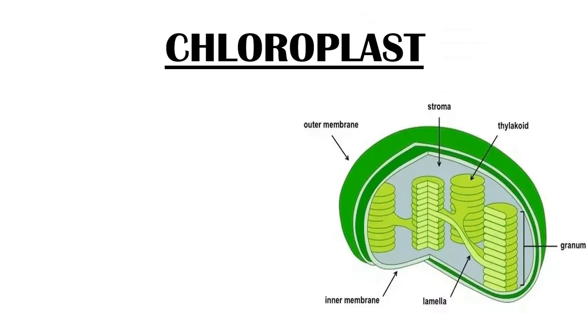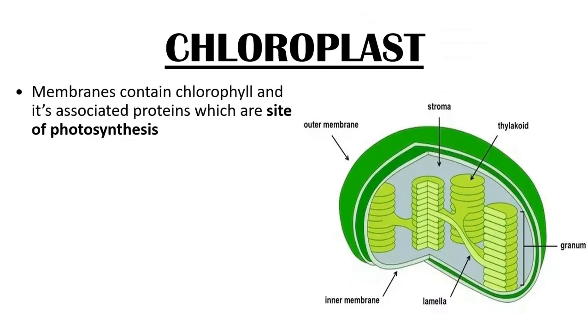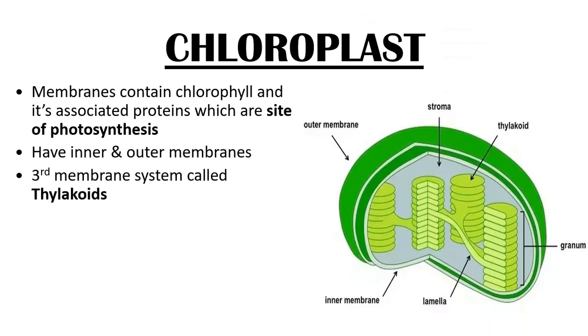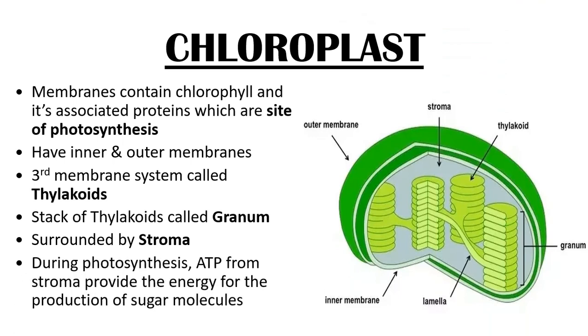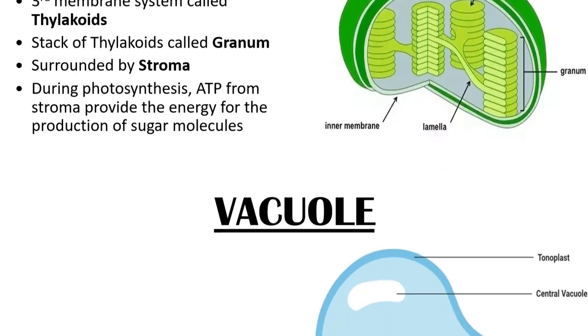The next important part of the plant cell is the chloroplast. It is also a double membrane organelle found only in eukaryotes. The membrane of the chloroplast contains chlorophyll, which is the site of photosynthesis. It has inner and outer membranes and a third membrane system called thylakoids. A stack of thylakoids is called a granum, which is surrounded by a fluid called stroma. Different reactions take place in the chloroplast. During photosynthesis, the ATP from the stroma provides the energy for the production of sugar molecules or glucose, which form starch.